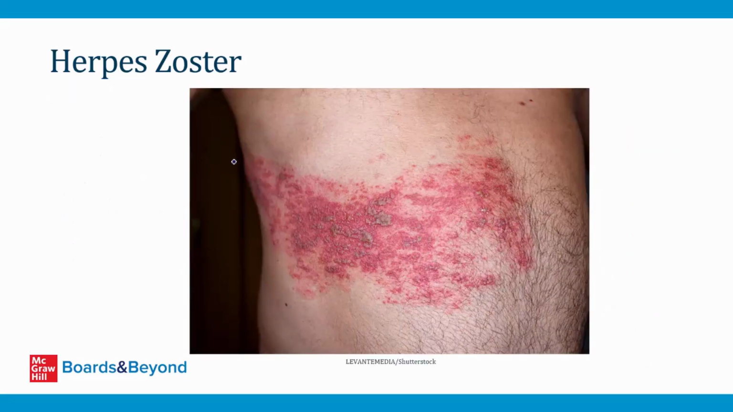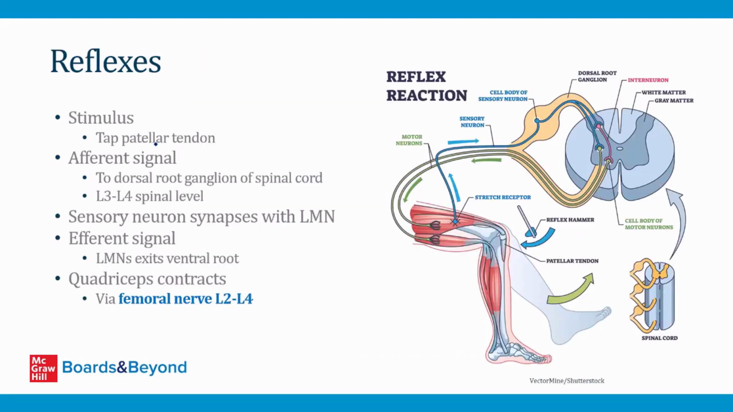And here's a picture of the rash of herpes zoster or shingles. You can see that it's on half of this man's body, and it's confined to a region of skin around one of the dermatomes of his chest. And I talk about this infection in a lot more detail in videos in the infectious disease section. Okay, so now let's move ahead and talk about reflexes.